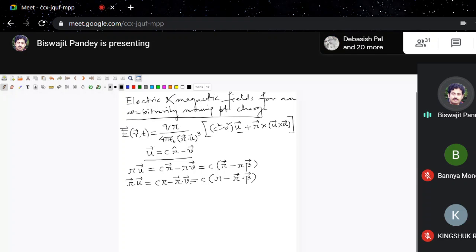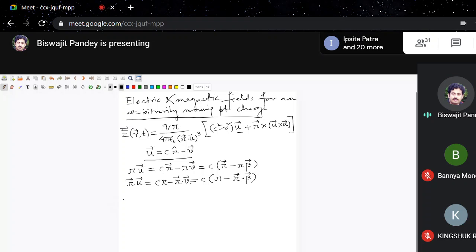So I shall write this entire expression in terms of beta. This doesn't make any difference, the only thing is that it will be a little more convenient. Again, you can keep this expression if you are comfortable with it. Okay. So what will be the electric field then in terms of this?